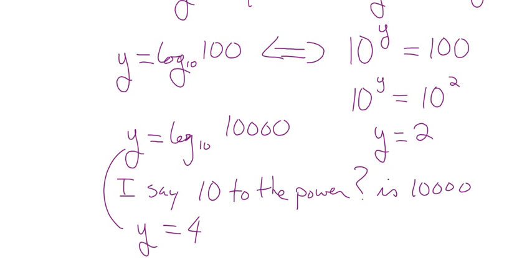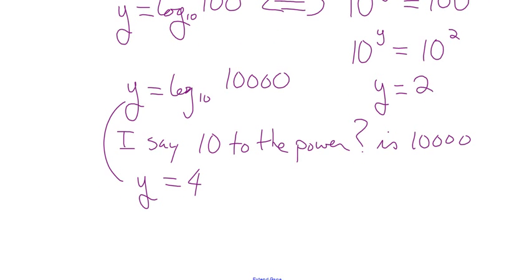Now you could do this on your calculator. You just go log and 10,000, hit enter, and it says 4. So some of them we know. If the value or the argument is a power of the base, then we don't really need a calculator. We can just figure it out, or we can use a calculator.